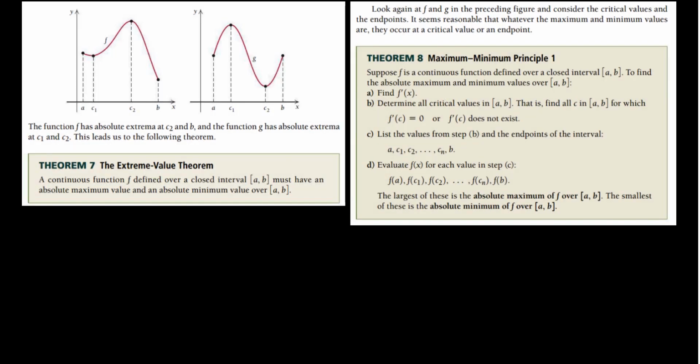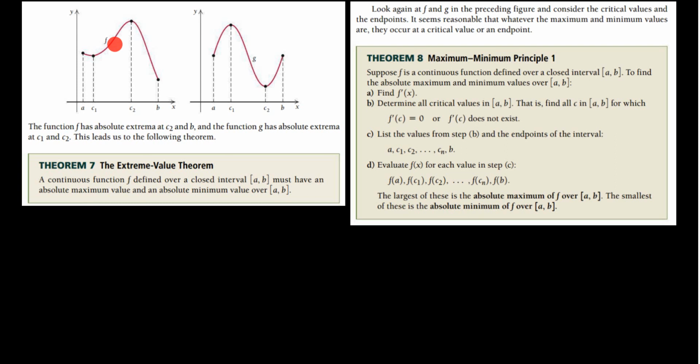So looking at these two graphs here, the function f has an absolute extrema at c2, which is right here, and at b, which is down here. This looks like the absolute and relative maximum, and this looks like the absolute minimum. And the function g, so this is our function g, this line here.